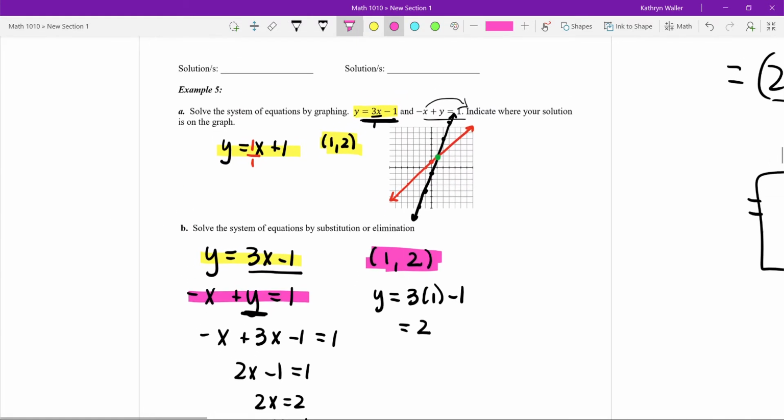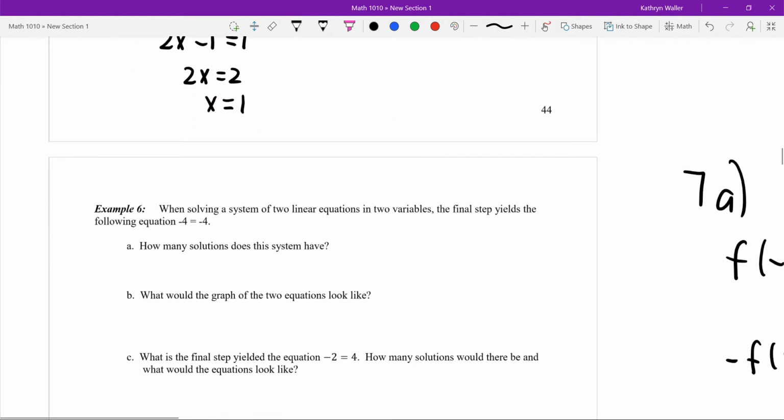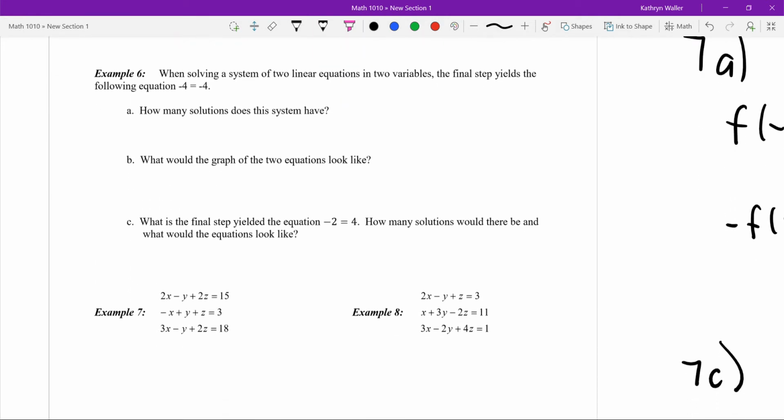Look at the answer to question A, and then look at question B. My answer is the same. Someone tell me why my answer is the same. Say it again. It's the same problem. I did one graphing, one substitution or elimination. Of course I'm going to get the same answer. It's the same problem. Okay? All right. Question 6.